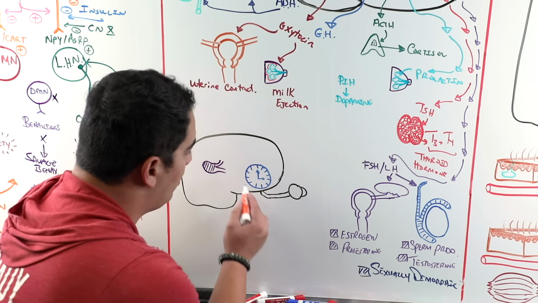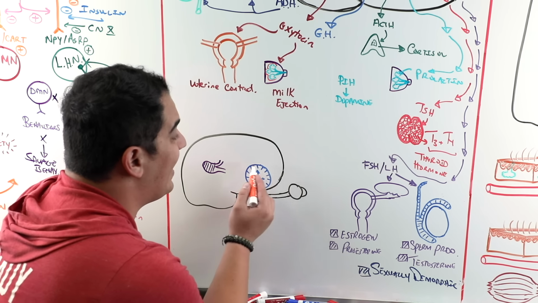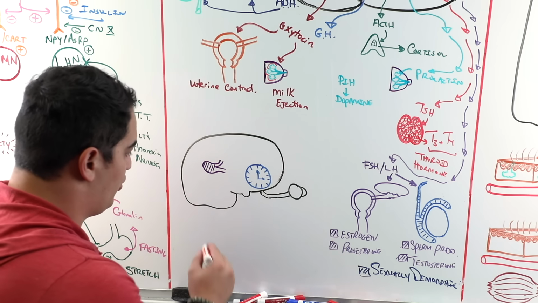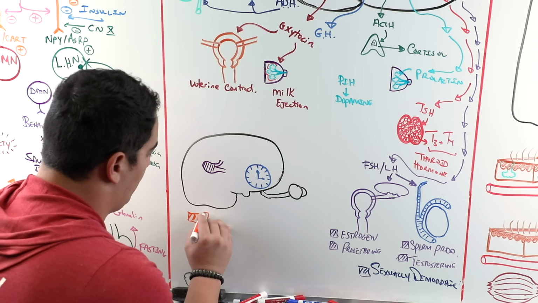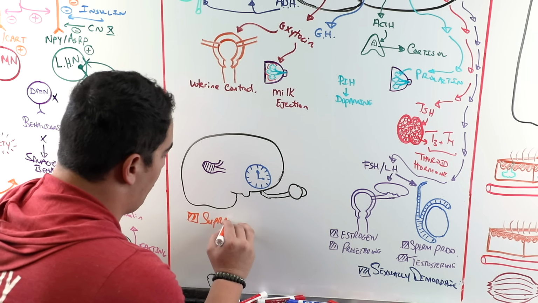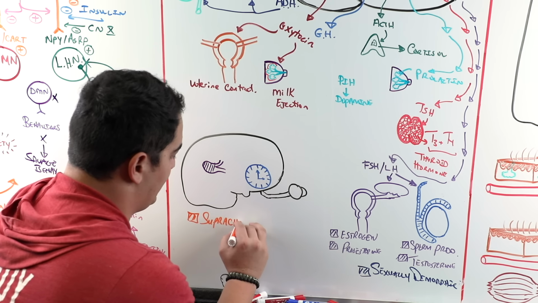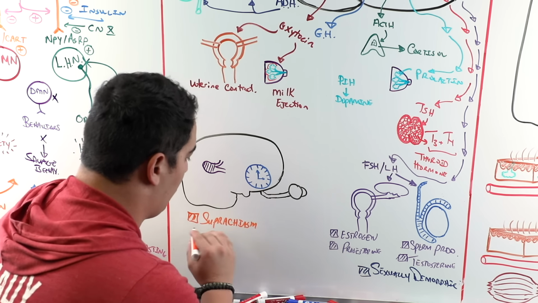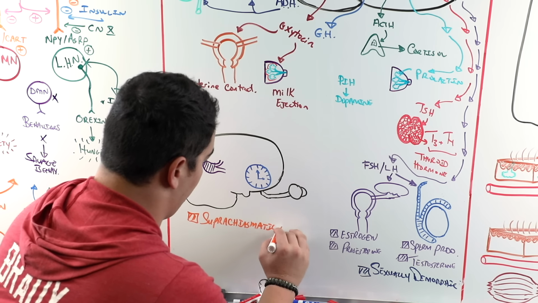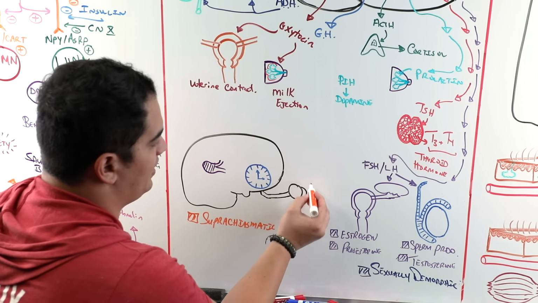All right, the next nucleus here is called the suprachiasmatic nucleus. This one, what I want you to remember is that this is our biological clock. That's all I want you to remember. And how that's involved in that is really simple.